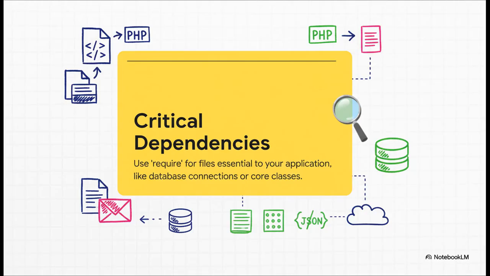And that strictness is exactly why you need both. It's all about picking the right tool for the job. You'll want to use require for the absolute non-negotiable parts of your application. We're talking about things like your database connection file or your core class definitions. I mean, if that stuff is missing, your app simply can't run, and you actually want it to stop immediately to prevent bigger problems down the line.